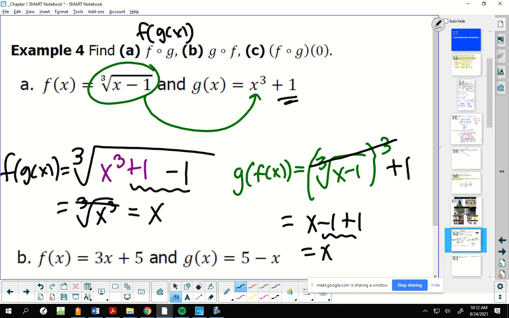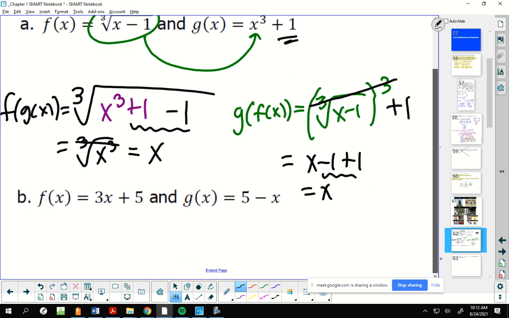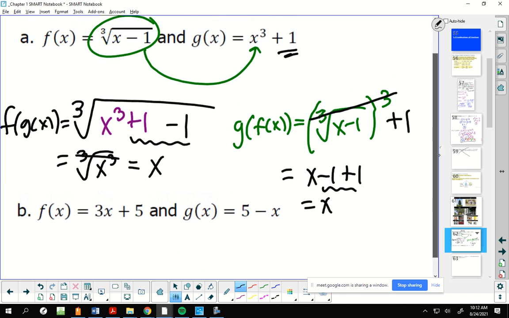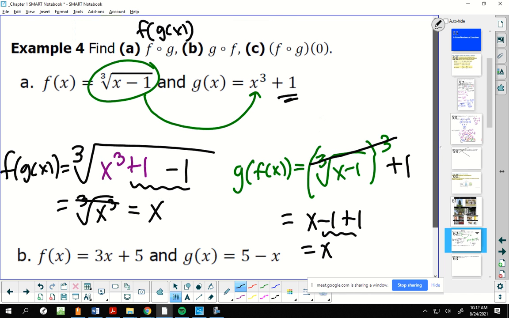We'll learn tomorrow, since these both equal x, that does mean something, and we'll learn that tomorrow. It means that they are inverses of each other. That's not always going to happen, though. If they're not inverses, that won't happen. So let's do C. F of g of 0. So now they're giving us a specific x value to plug in. Now, we already found f of g of x. We said that it's x. Right? We already did f of g of x. So f of g is x.